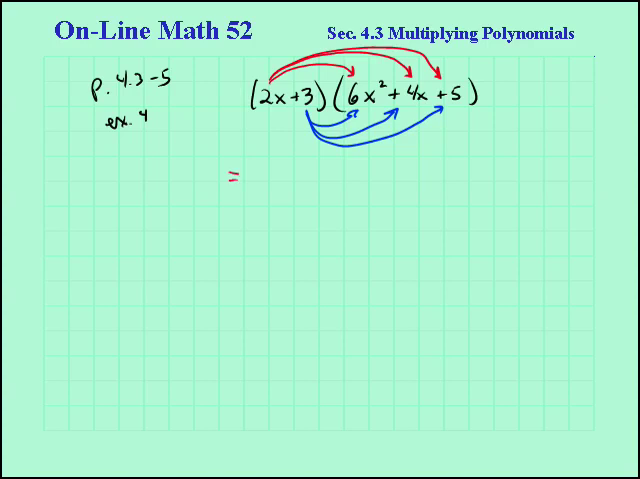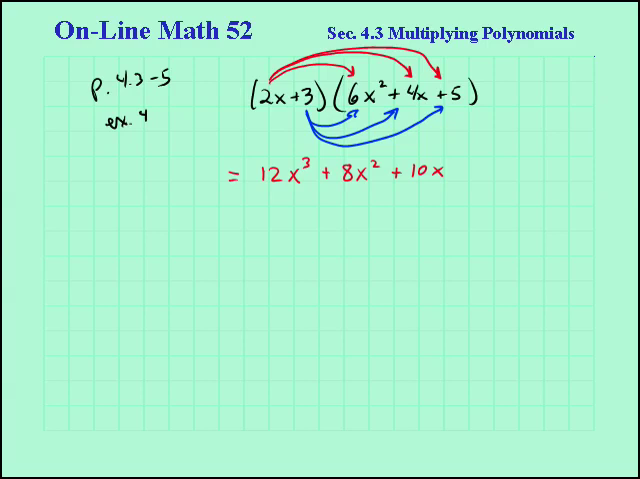It's 2x times 6x squared. That'll be a 12x cubed. And 2x times the 4x is a positive 8x squared, x times x being x squared. And lastly, the 2x times the positive 5 is a positive 10x. Then I'm going to do 3 times each of these, and it's a positive 3, which is nice.